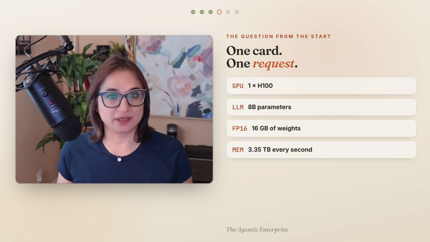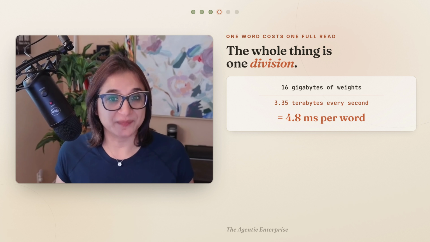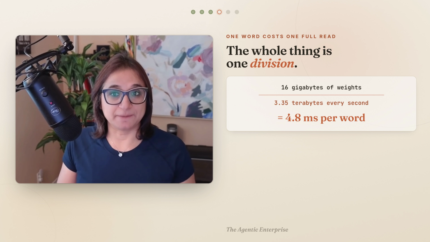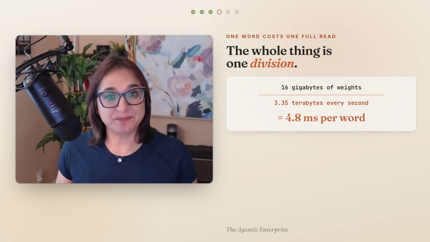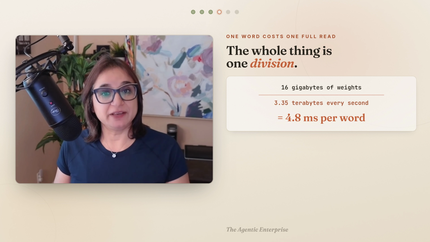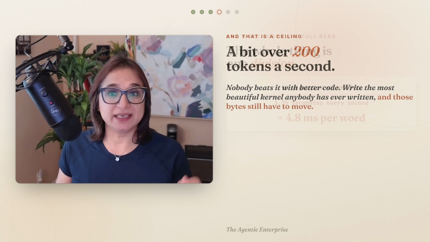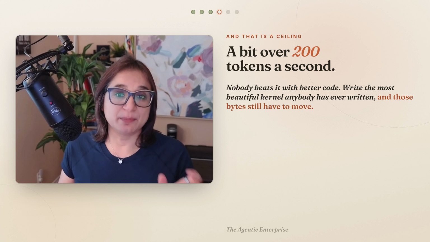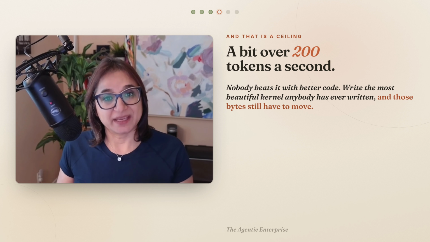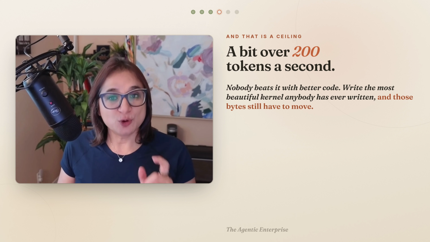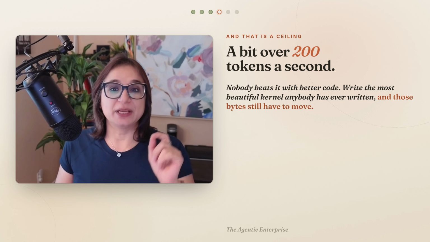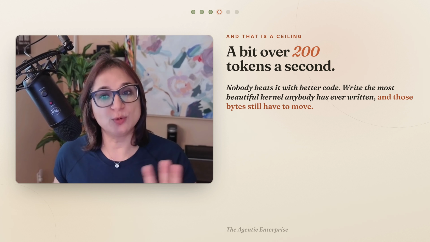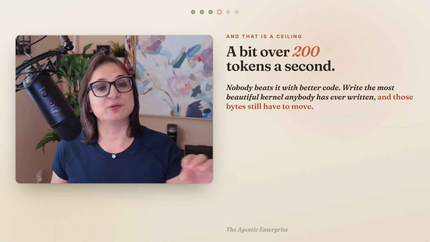And how fast can an H100 move bytes? 3.35 terabytes per second. So we divide 16 gigabytes by 3.35 terabytes per second, and one word takes about 4.8 milliseconds. And that gives us a bit over 200 tokens a second. And that is the ceiling. Nobody beats it with better code. You can write the most beautiful kernel anybody has ever written, and you will not go above it, because those bytes still have to move.